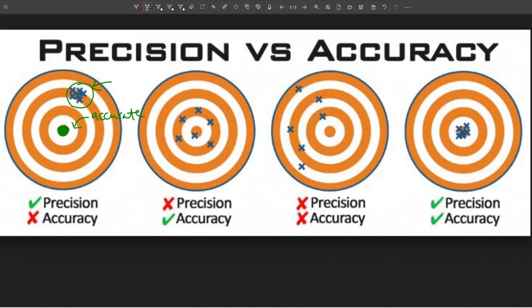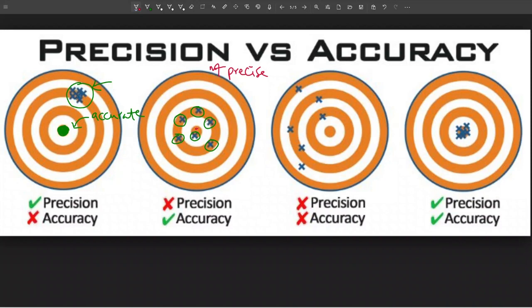Do you understand? Now, for the second diagram, you can see that each of the points is far from each other. That tells us that they are not what? They are not precise. Don't forget that precision talks about the closeness of values to each other, and they are not close. So that means they are not precise.